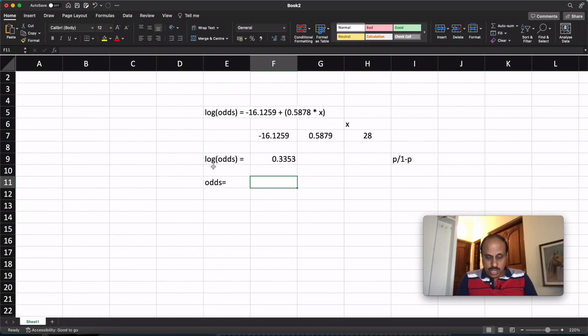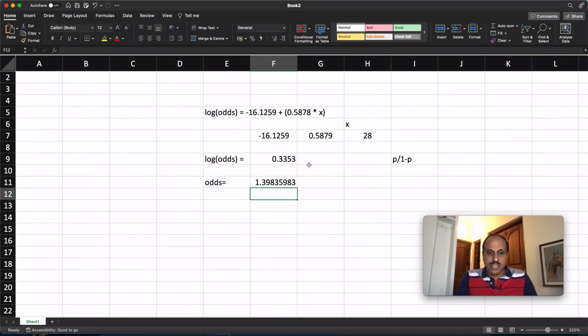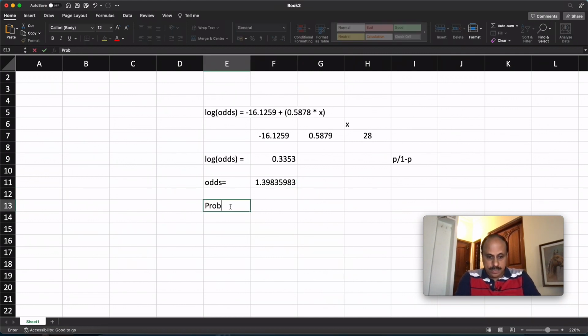So I'm going to exponentiate, so the logarithm gets cancelled out. I shall remain with only the odds on the left hand side, and on the right hand side I'm going to put an equal sign for invoking the Excel function, and I'm going to make use of this value 0.3353 and then exponentiate it. What you get would be a value 1.39835983 for the odds.